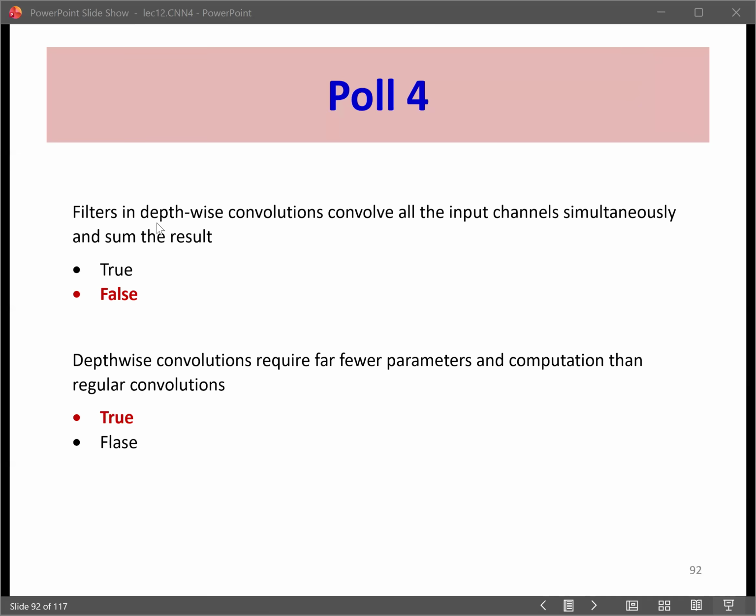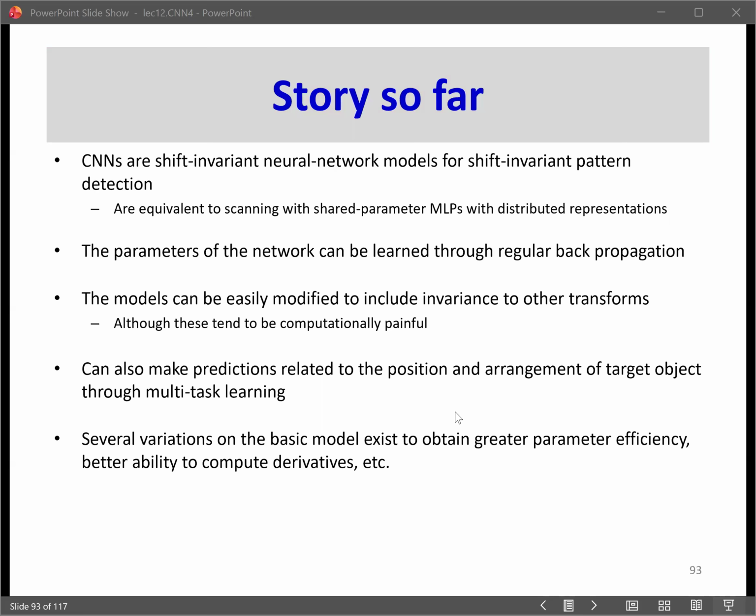False and true, right? Filters in depth-wise convolutions convolve all the input channels simultaneously and sum the result. No, they actually keep the channels separate and then do a different weighted sum for each output. They require far fewer parameters and computation than regular convolutions. Because you're not collapsing it and you're retaining the depth of the input channels, they call it depth-wise convolution. So to add to our lessons, several variations of the basic model exist to obtain greater parameter efficiency, better ability to compute derivatives, etc.